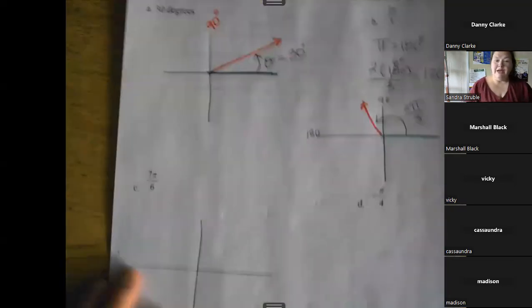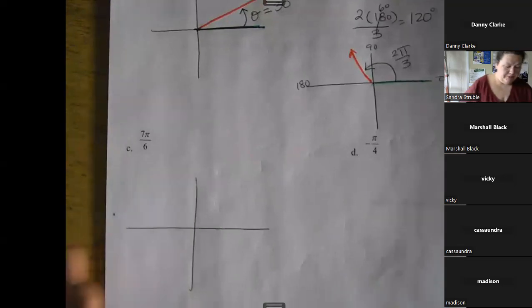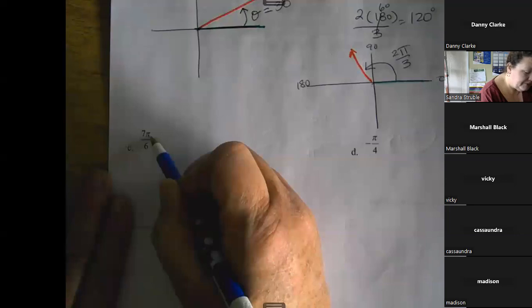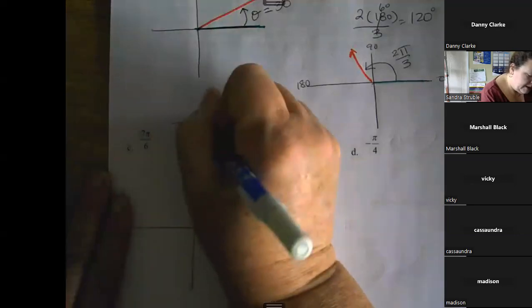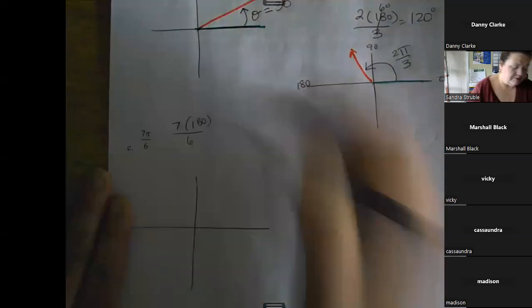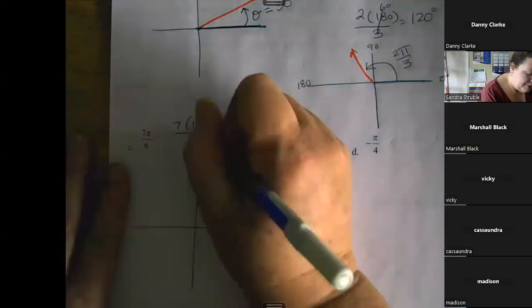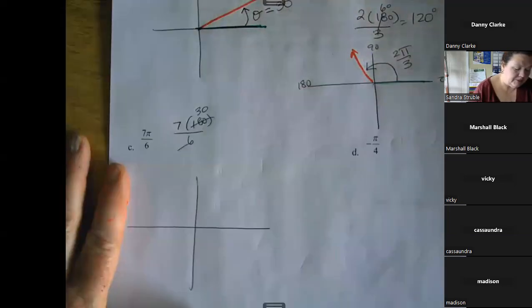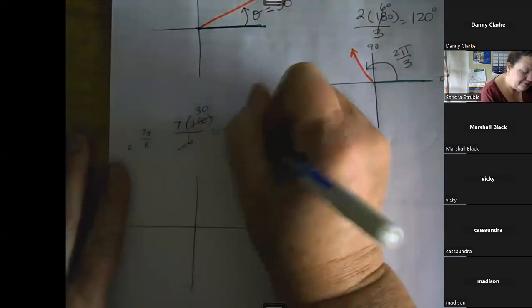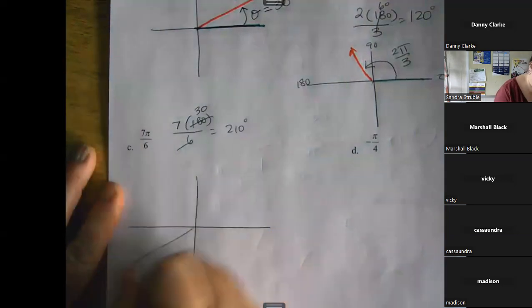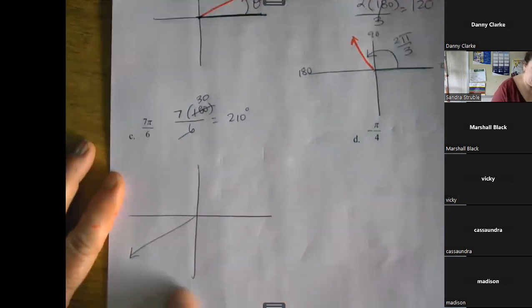But say you don't have your unit circle in front of you. You can just use 180 for pi. What I did was I just substituted pi for 180. So 7 times 180 over 6. All right, so that just reduces to 30. So that's 210 degrees. 90, 180, 210, because that's 270 right here.